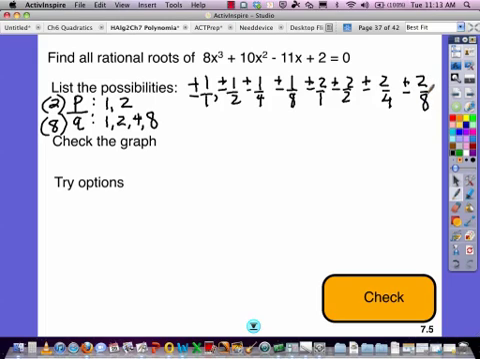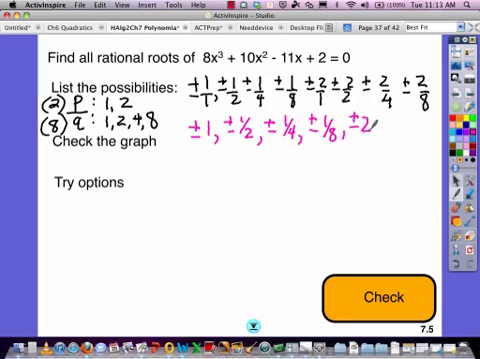Now looking at those and trying to write our final list after we eliminate any repetitive ones, that means we'd have plus and minus 1, plus and minus 1/2, plus and minus 1/4, plus and minus 1/8, plus and minus 2.